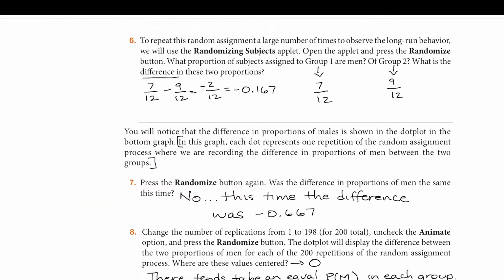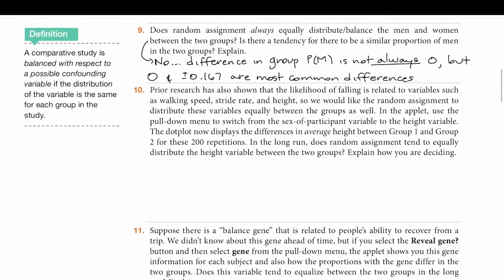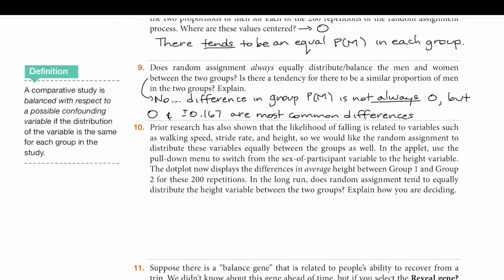So remember in number 6, there were 7 males in one group and 9 in the other. That's the closest they could be if they're not equal. If it's not 8 men in each group, then the next closest thing is 7 in one group and 9 in the other, which is what gives these plus and minus 0.167 differences. And those 3 bars, the bar with a difference of 0, the bar with a difference of negative 0.167, and the bar with a difference of positive 0.167, are by far the tallest bars.